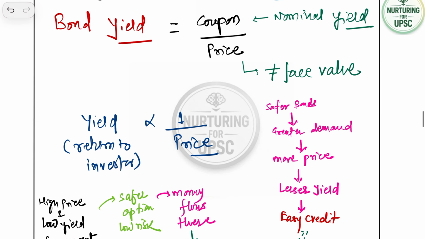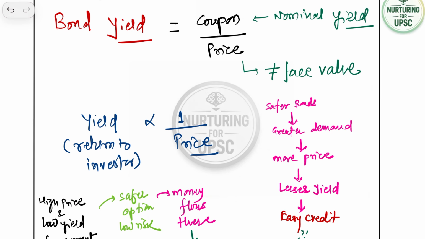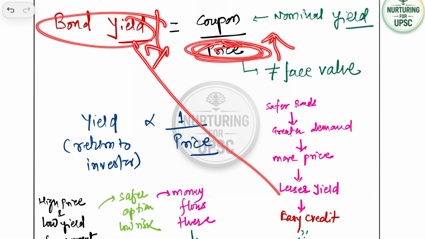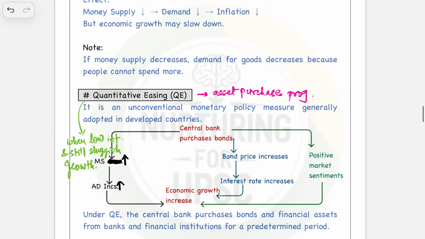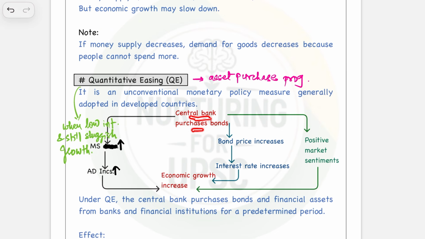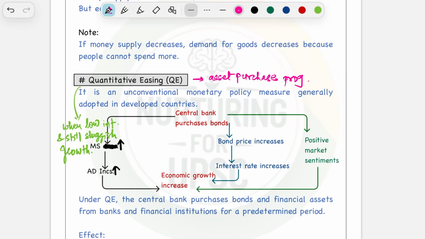अब देखो, since you do know that increase in price leads to decrease in bond yield, and decrease in bond yield leads to easy credit. So if, let's say, a central bank starts purchase of the bonds, what it means is that it actually creates a demand for the bonds, and demand for the bonds means that there is an increase in the price of the bonds, and increase in the price of the bonds means that there is a decrease in yield. So it means that interest rate decreases.